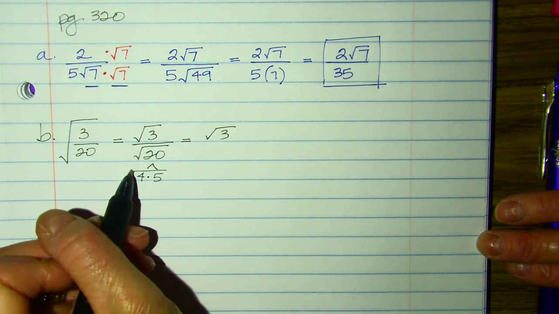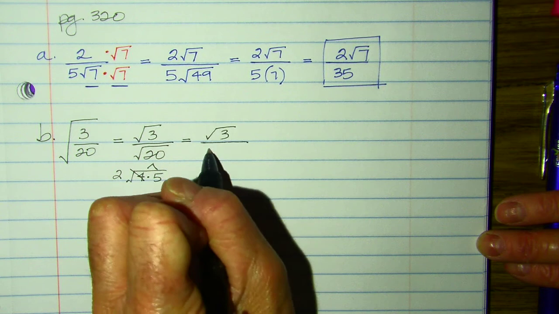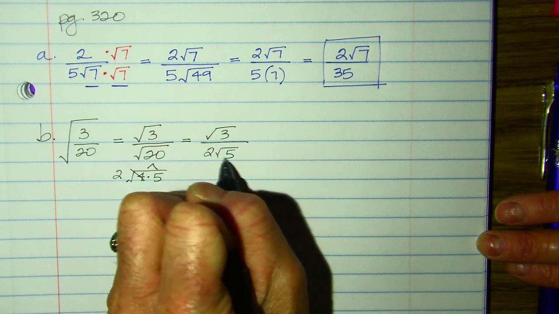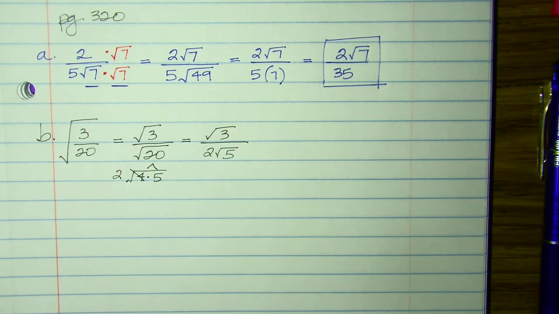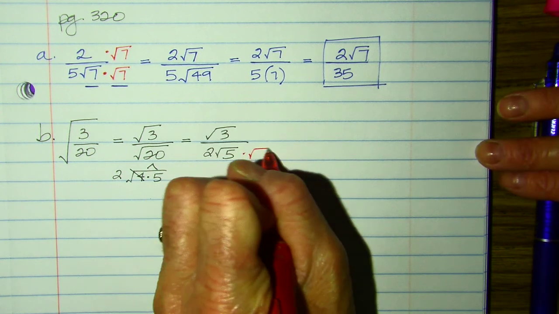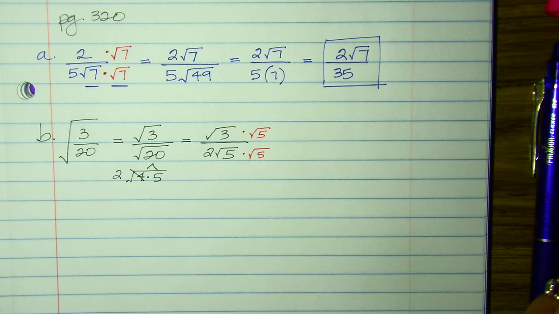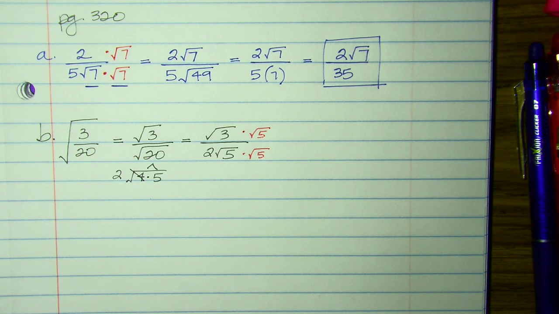And I know that the square root of 4 is 2. So I'm going to rewrite the bottom to be 2 root 5. Now, because I did that, this saves me time later. So now I'm going to multiply top and bottom by the square root of 5, because that's what I have in the bottom. So I'm multiplying by the radical that's in the bottom.